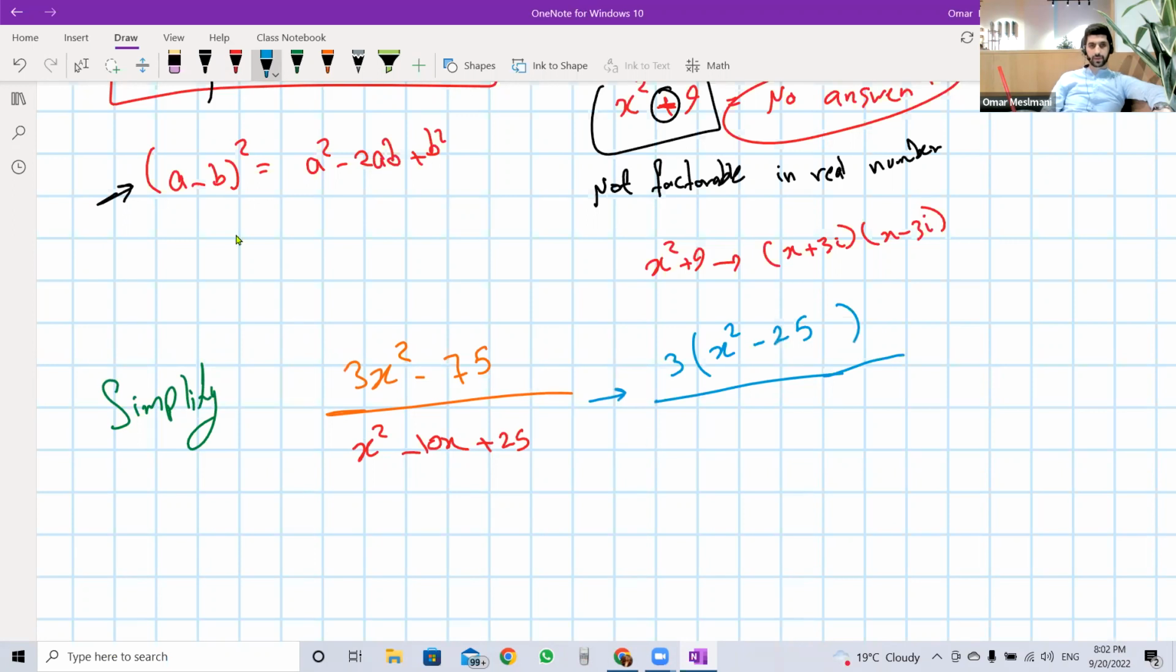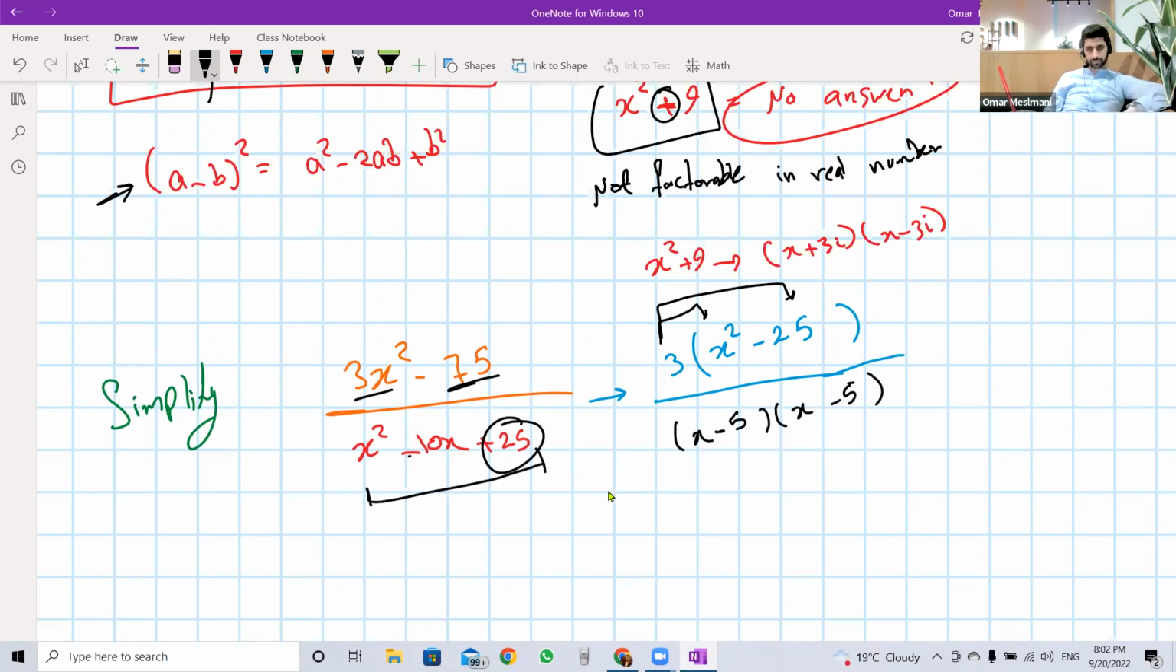We took a 3 as a common factor from here and there. If you want to recheck, you multiply the 3 inside: 3 times x squared is 3x squared, and 3 times minus 25 is minus 75. Now the denominator part: two numbers that multiply to get 25 and add to get negative 10. I'm going to say it's negative 5 and negative 5. You agree or not?